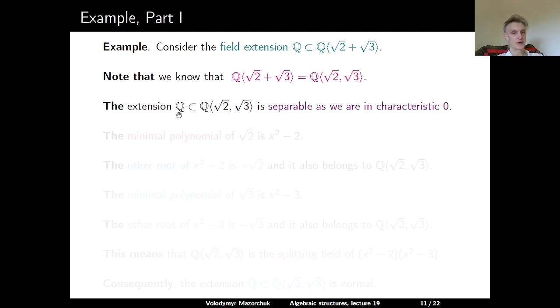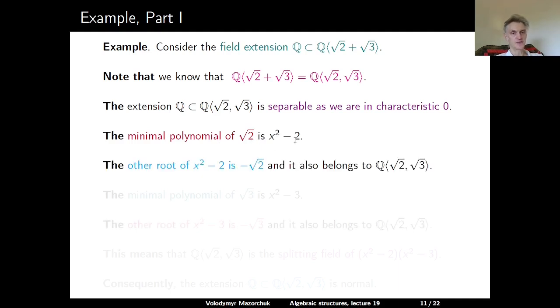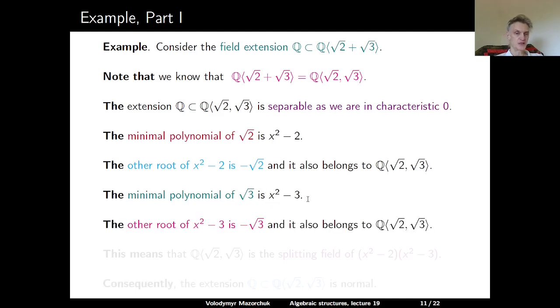So the extension of Q inside Q with the square root of 2 and the square root of 3 added is separable because we are in characteristic 0. The minimal polynomial of the square root of 2 is x squared minus 2, and the other root of the x squared minus 2 is minus the square root of 2, and of course it also belongs to our big field. The minimal polynomial of the square root of 3 is x squared minus 3. The other root of this polynomial is minus the square root of 3, and it also belongs to our bigger field.